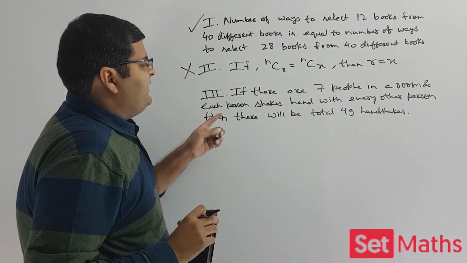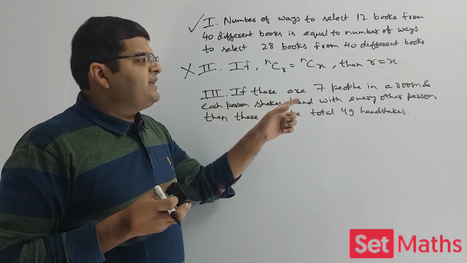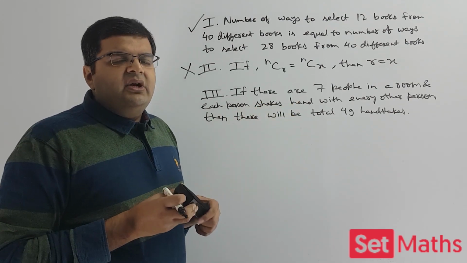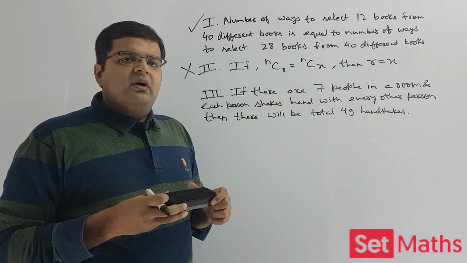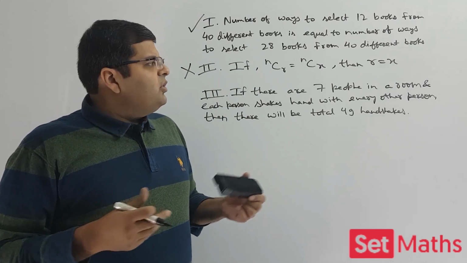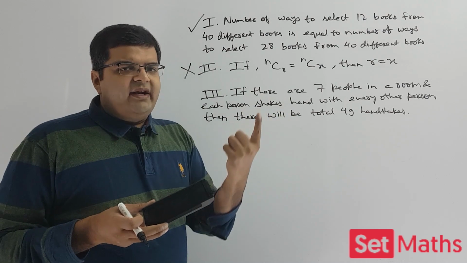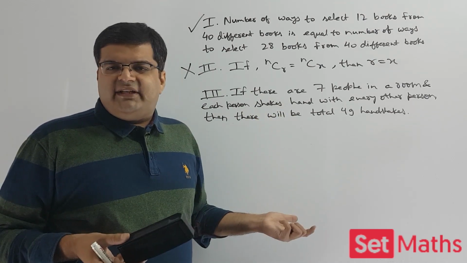Now, statement 3 says that if there are 7 people in a room and each person shakes hands with every other person, then there will be a total of 49 handshakes. So basically what we need to do is count the number of handshakes happening in the room. First of all, for a handshake we need 2 people. So we'll have to select 2 people from 7 people to get 1 handshake. The number of such selections will give me the number of handshakes.